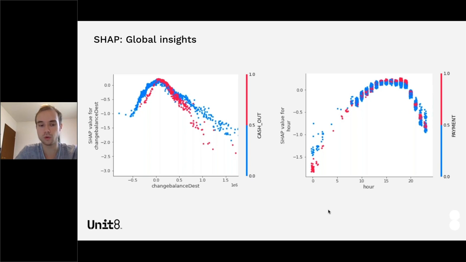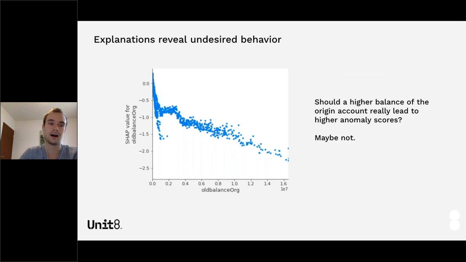But what do we have here? What's the point of these plots? What you see here is a way for us to peer inside the model and understand some of its decision-making processes. This is how the model works when it gives an anomaly score to a transaction. What these insights allow us to do is to determine whether this is actually the behavior we want from our model or not.